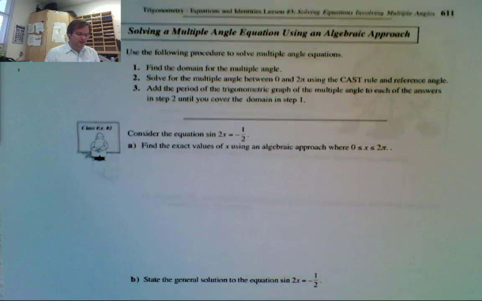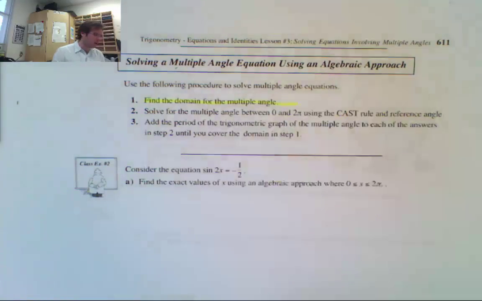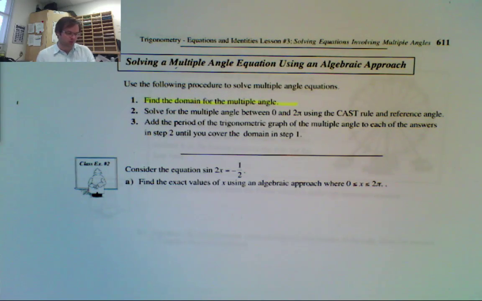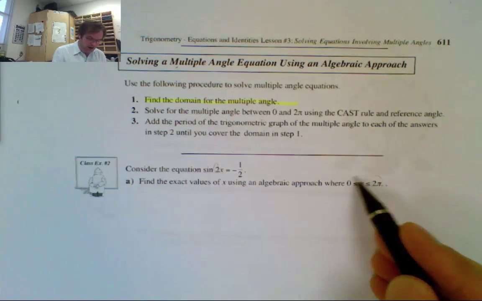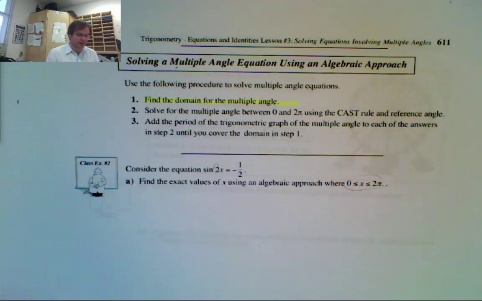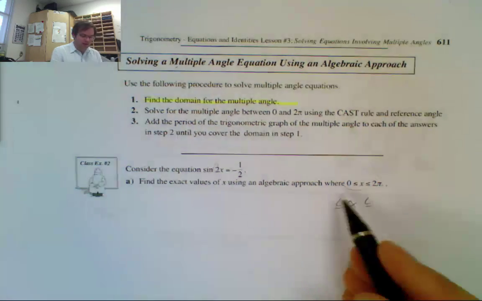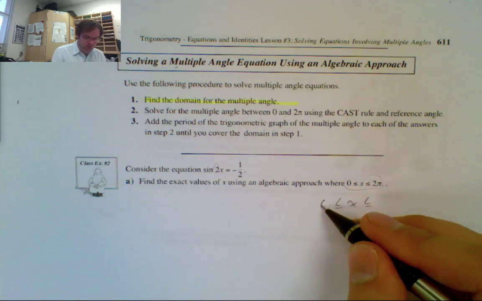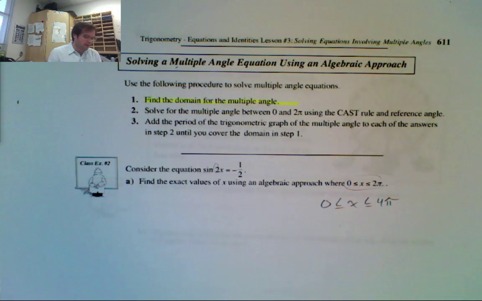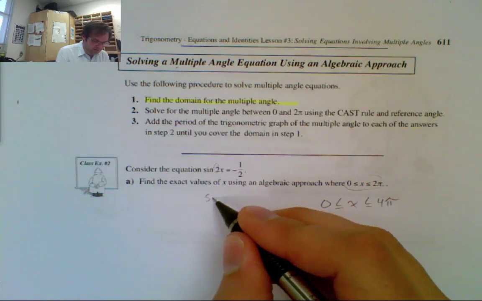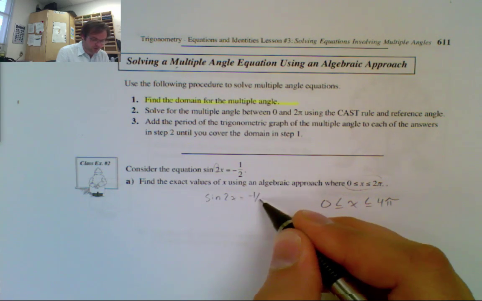Now, we have some things here to first find. It says first find the domain of the multiple angle. So if I want to find the domain of the multiple angle, if I look at this, we have 2 periods for every one of this. So if I wanted to make it just x, well, that means I have to multiply both of these by 2, so that's going to be 0 and 4 pi. Okay? Now, that's when we're saying sine 2x is negative 1 over 2.